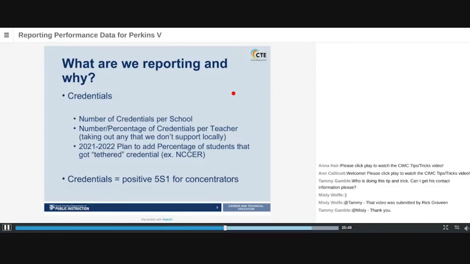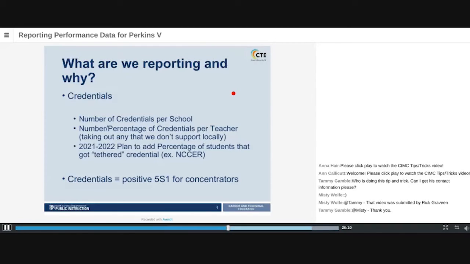Now, again, it's a non-duplicated count for 5S1. So if they are a multi concentrator, as long as they have one credential in one of their concentrations, they're a positive number. So, just making sure that that's out there.